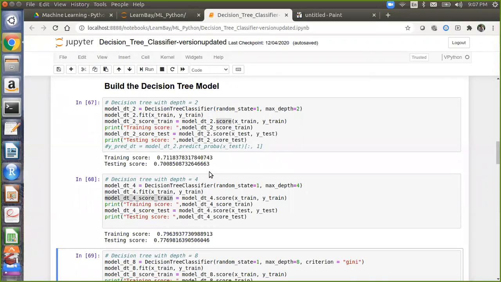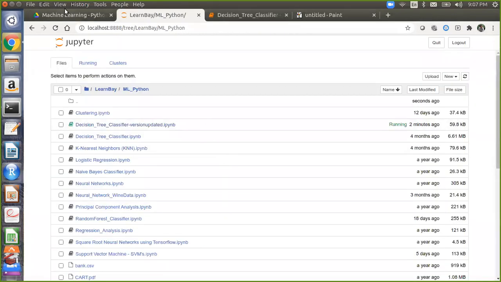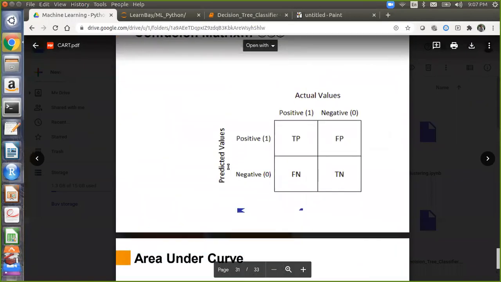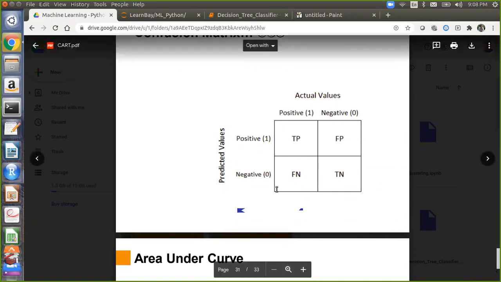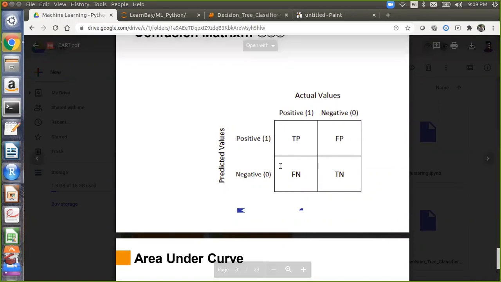This is an interview question: what is a confusion matrix? It is easy, but many people don't know what a confusion matrix is. So don't be confused by the confusion matrix, and remember this properly. When they ask about the confusion matrix, you cannot say directly that it is just an accuracy calculation. You have to explain predicted as 1, predicted as 0, and draw this diagram: true positive, false negative.